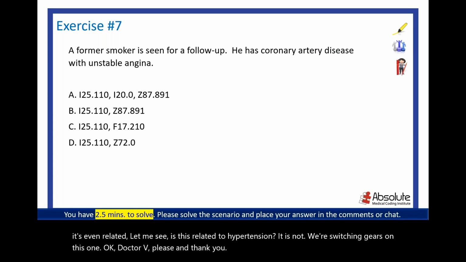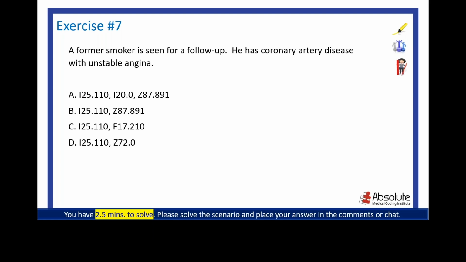Your answer choices are A, I25.110, I20.0, Z87.891; B, I25.110, Z87.891; C, I25.110, F17.210; and D, I25.110, Z72.0. A former smoker is seen for a follow-up. He has coronary artery disease with unstable angina. Good luck, coders.